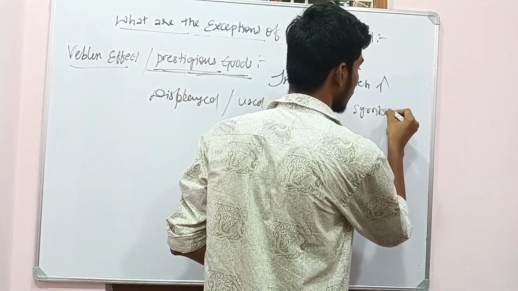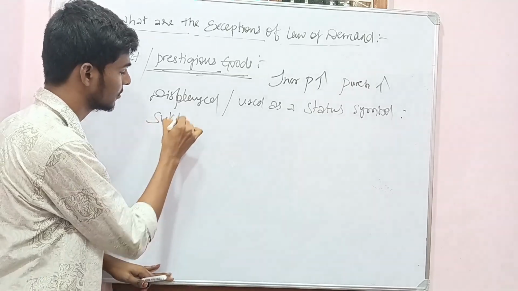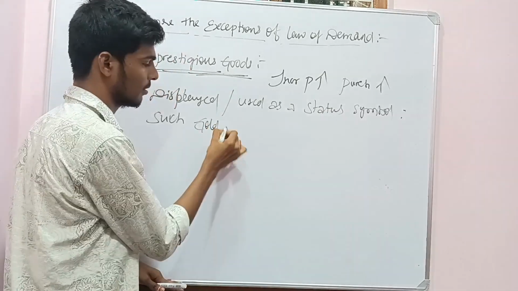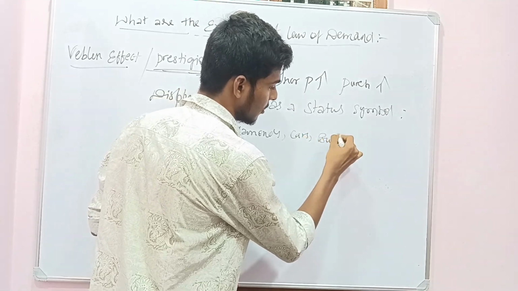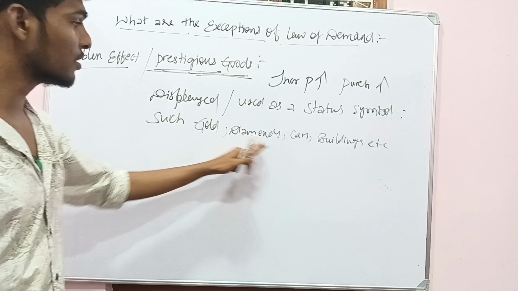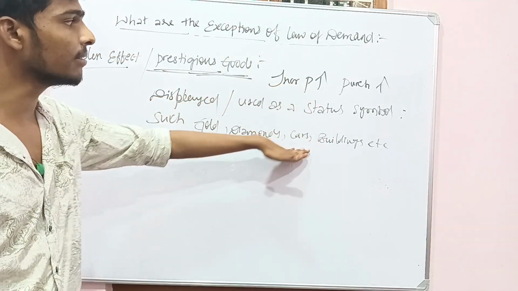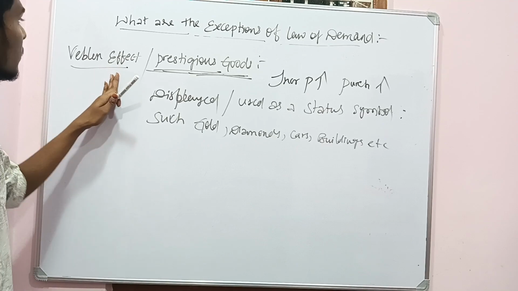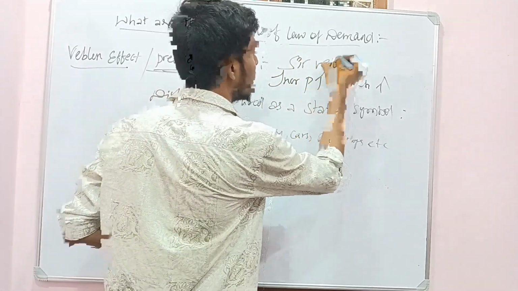Such goods as gold, diamonds, cars, buildings, etc. If the price of such goods increases, the demand for these goods also increases because of the prestigious value. This exception was given by Sir Veblen.